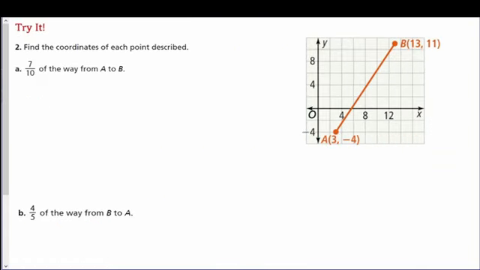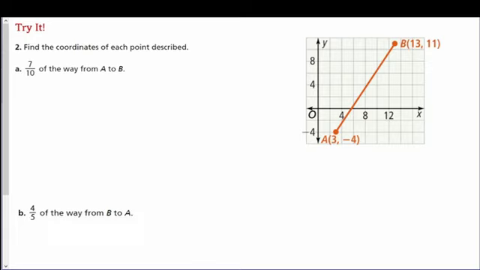All right, so here are another couple examples that I'd like you to try. So again, pause the video and see if you can figure these two out on your own. Be careful on question B. That's asking for 4/5 of the way from B to A. So it's kind of working backwards from B to A. So consider how you might do that instead of the distance from A to B.